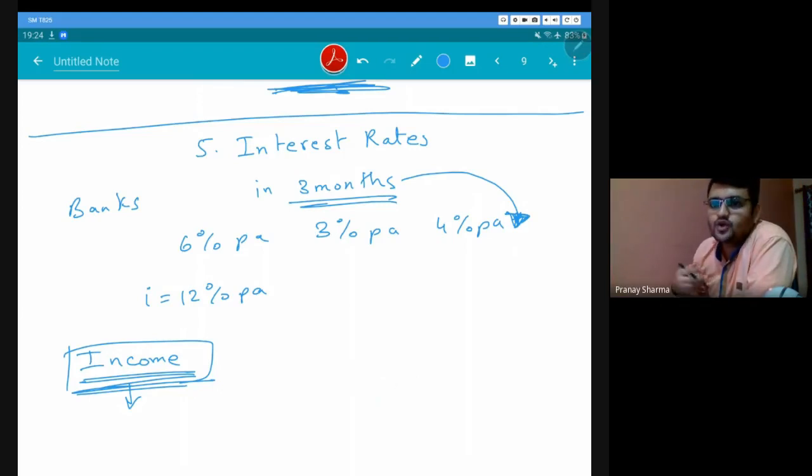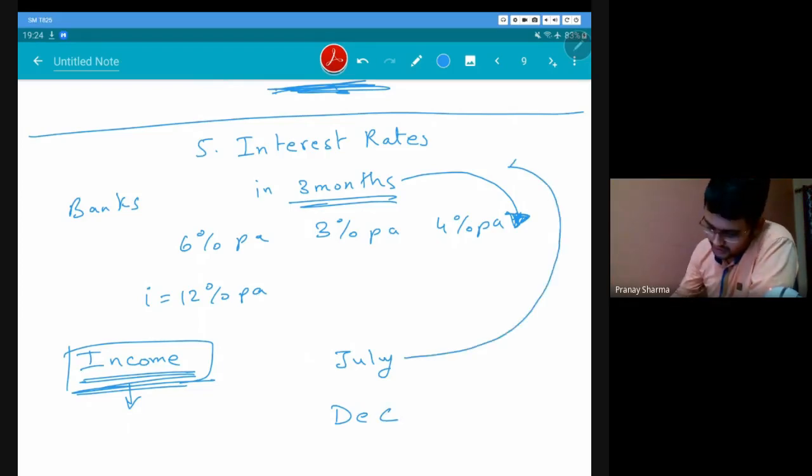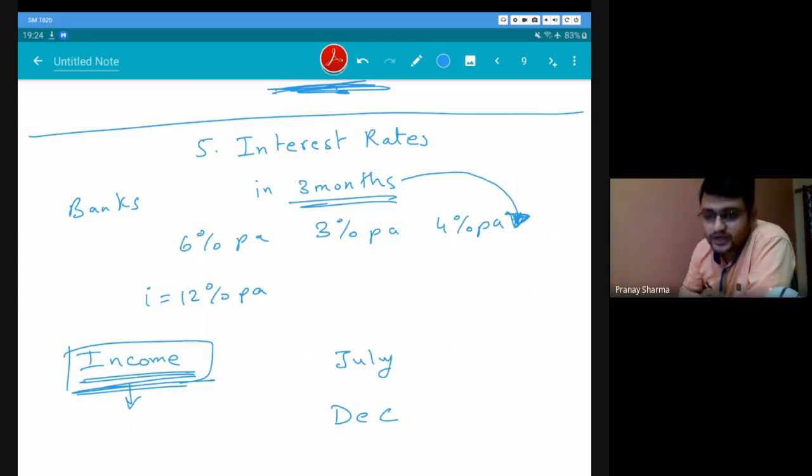Plus, banks have to do their own calculations. So if you are paying your taxes in July and companies are paying in December, in both of these times, interest is nothing but your income. So whatever the bank is paying you as interest, you have to treat it as your income and add it in your income tax. So the bank has to report how much interest they have paid for that time period. So up to July, how much interest has been paid? Up to December, how much interest has been paid?